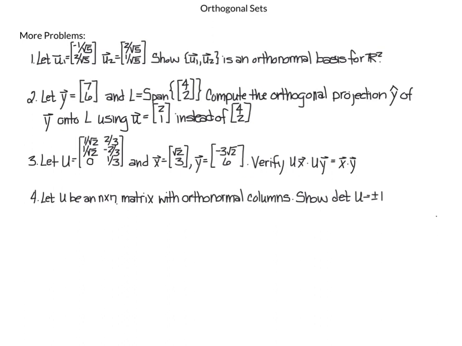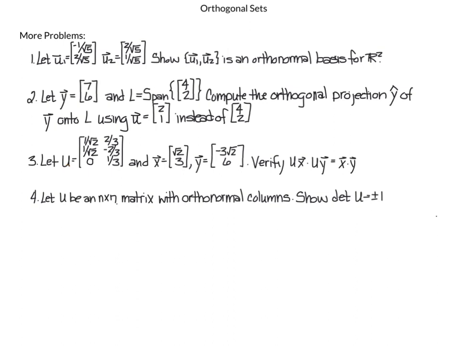The first one is to let u1 equal to minus 1 divided by square root of 5, 2 divided by square root of 5, and u2 equals 2 divided by square root of 5, 1 divided by square root of 5. Show that u1, u2 is an orthonormal basis for R2. Problem 2 is to let y equal 7, 6 and L equal to the span of the vector 4, 2. We've seen this vector before, and this is based off of a previous example. Compute the orthogonal projection y hat of y onto L using u equals 2, 1 instead of 4, 2.